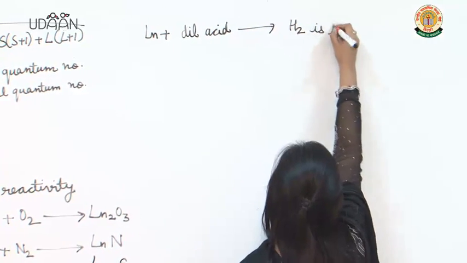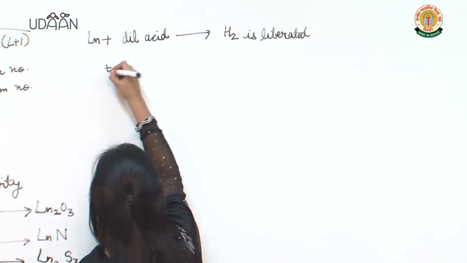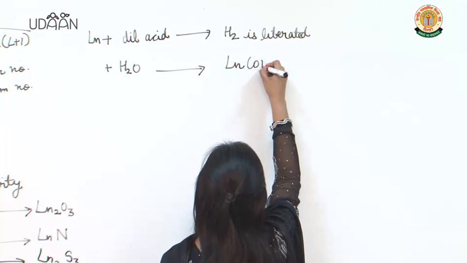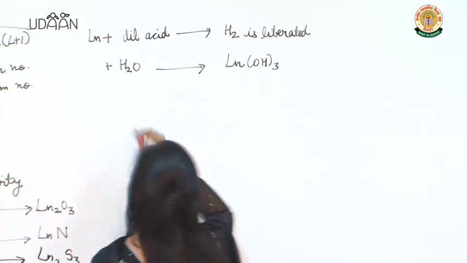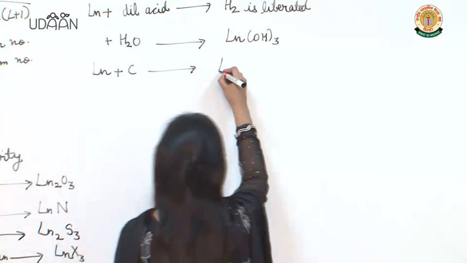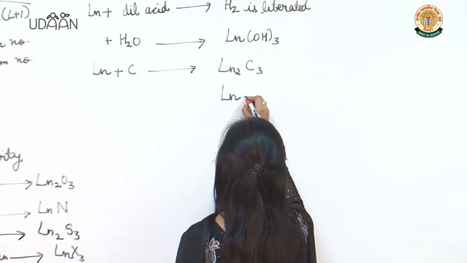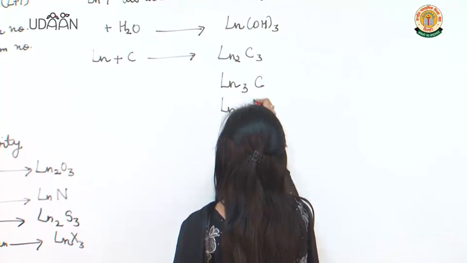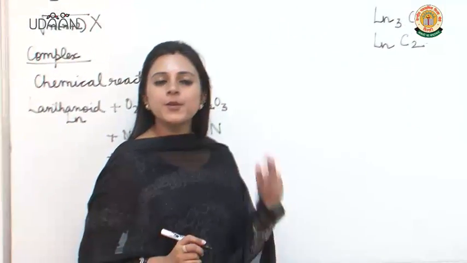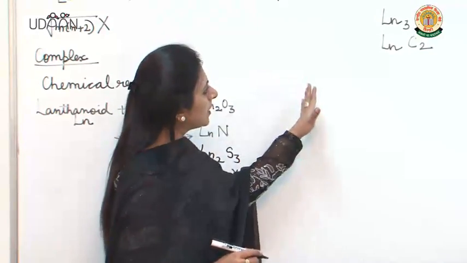hydrogen is liberated. If we react it with water, we get Ln(OH)3, and if we react it with carbon, we get Ln2C3, or we can also get Ln3C, or we can get LnC2. So, these are the chemical properties of lanthanoids.